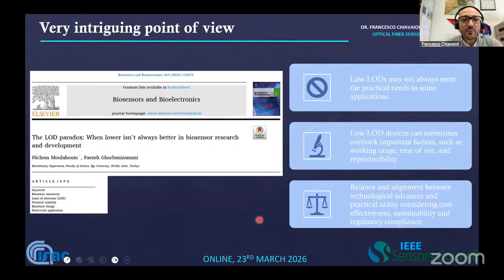Another important, intriguing point, coming from an article which I read recently, is the concept of load.